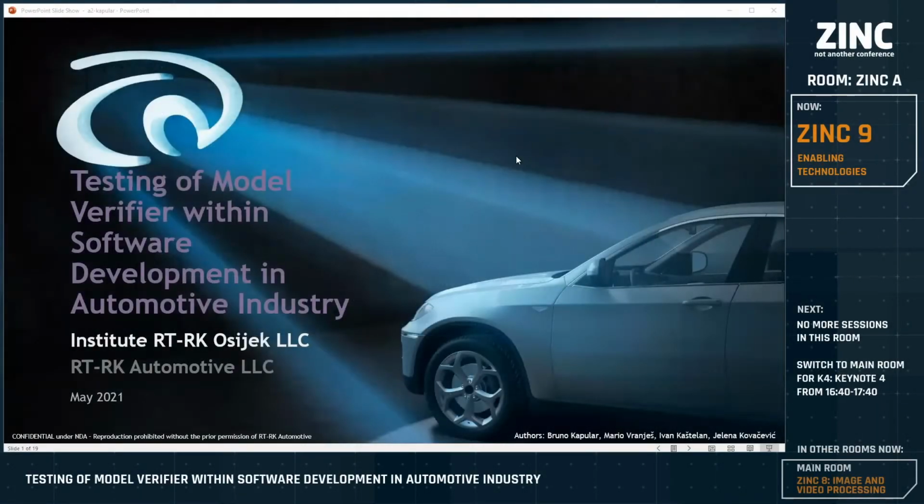Hello there. I am Bruno Kapular, and I will be talking about the testing of model verifiers within software development in the automotive industry.